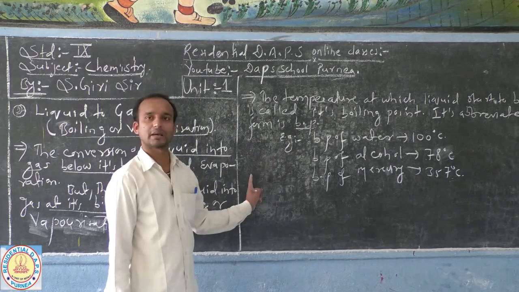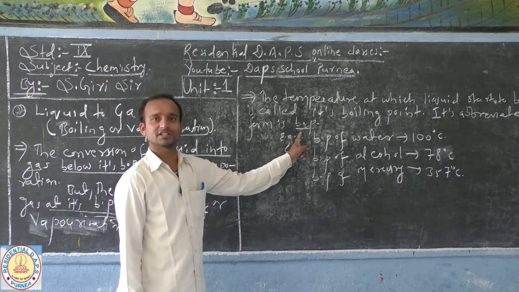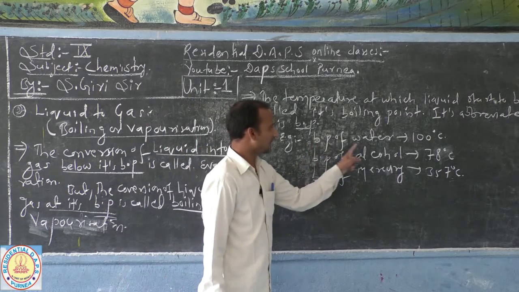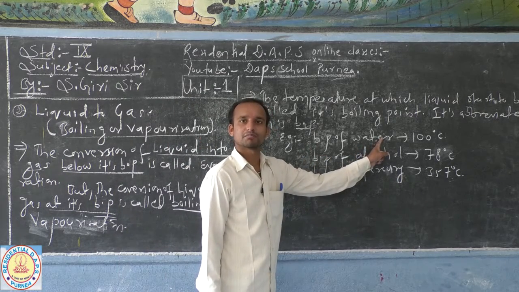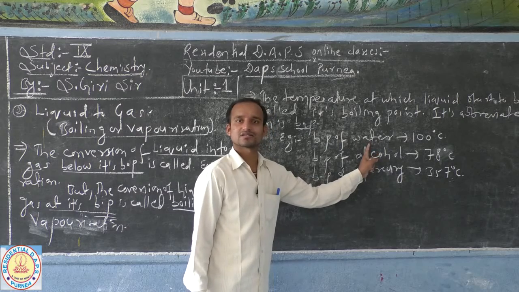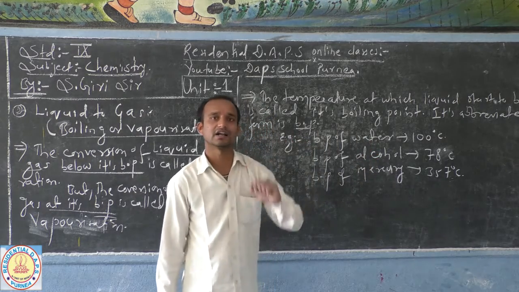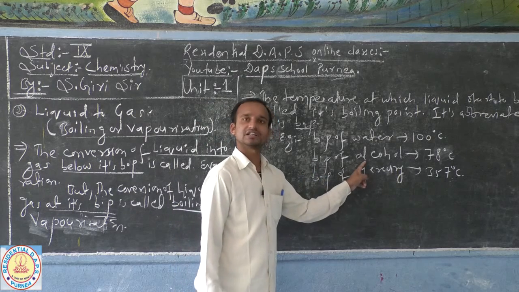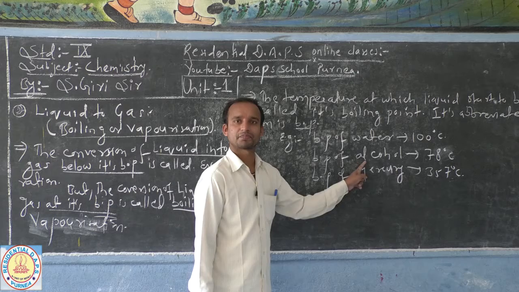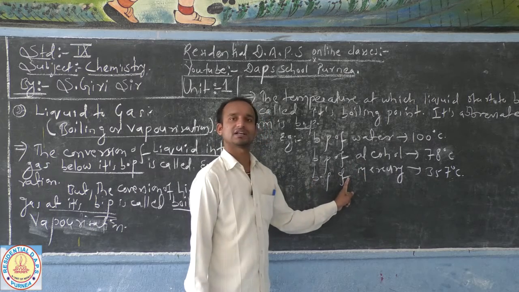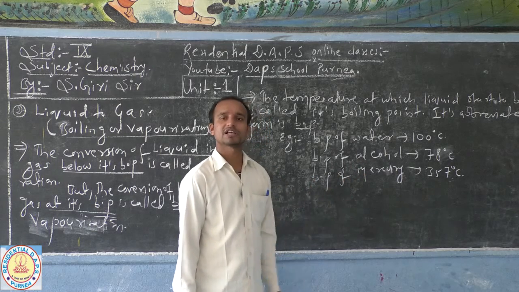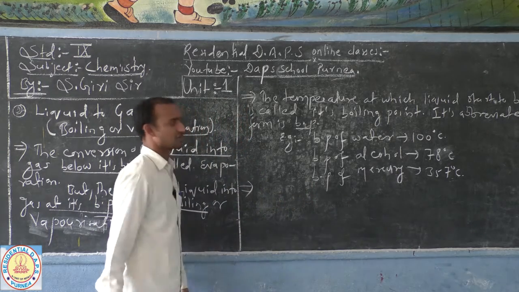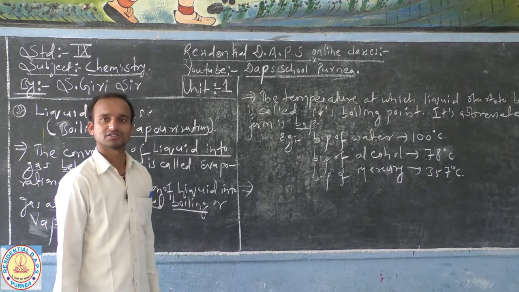Just like melting point, for which we wrote MP, for boiling point you may write BP. So the BP of water is 100 degrees C. That means water boils or vaporizes at 100 degrees C. Got the point? The boiling point of alcohol is 78 degrees C and the boiling point of mercury is 357 degrees C.